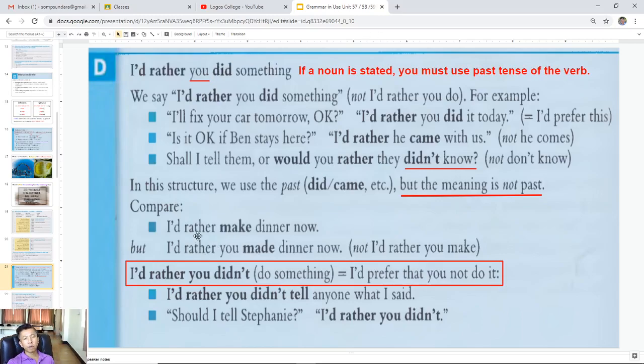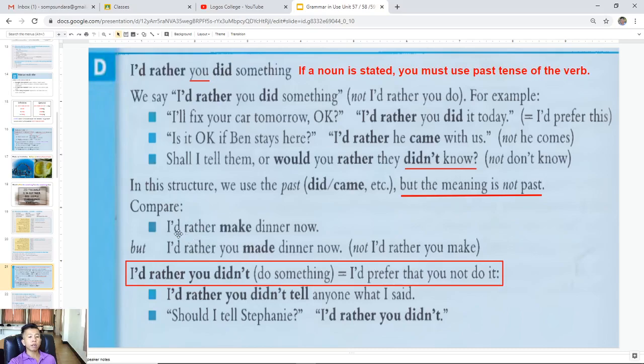Let's take a look at this comparison they give you. I'd rather make dinner now. Notice that it's not what he did yesterday. The action is not completed. So the meaning is, I'd rather you made dinner now. So the past tense of make is made.